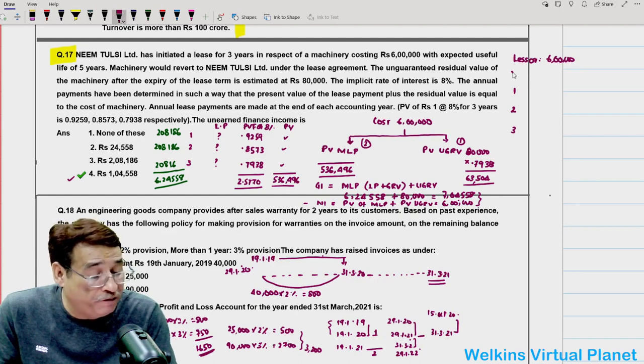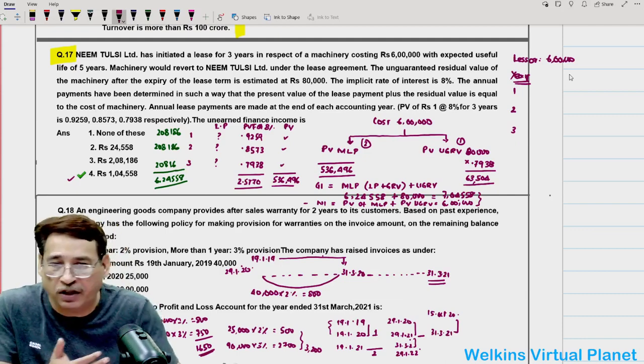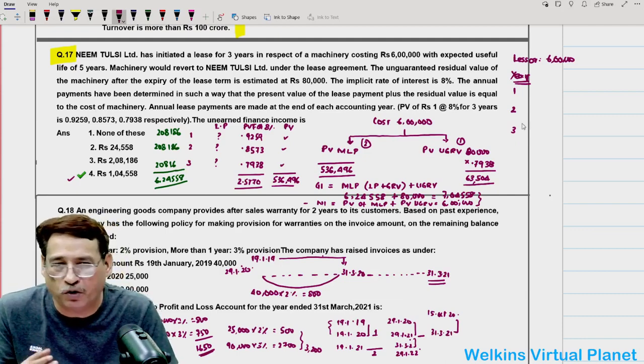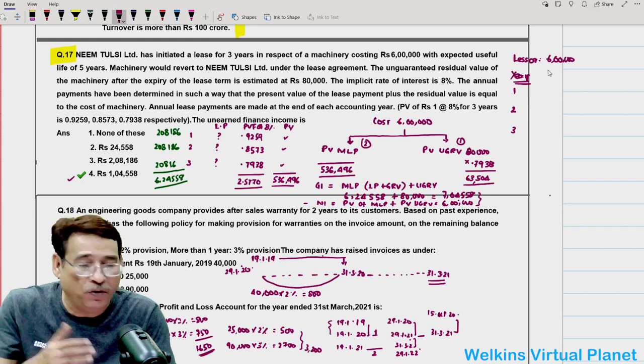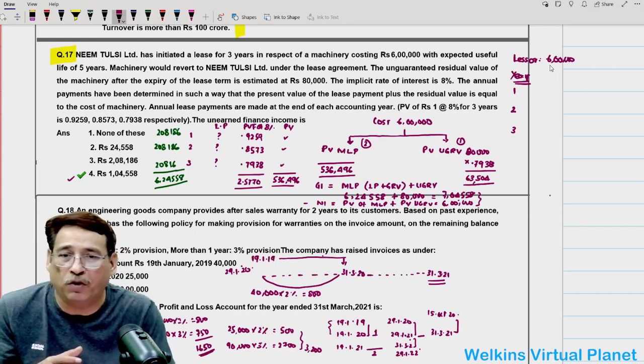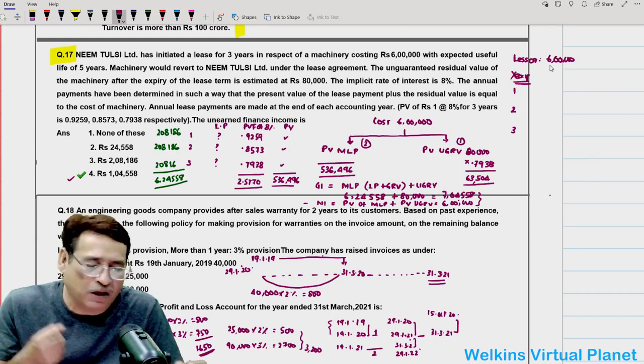Generally, when I give the asset on lease, I am going to charge some series of payments over 3 years from you. Many times I told you that this series of payments is known as lease payments. So obviously I have given the asset to you. You are the lessee. You are going to give me payment over the 3 year period of time. Every year you are going to pay me some amount.